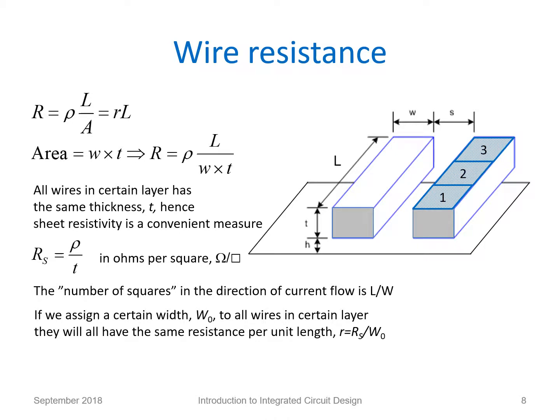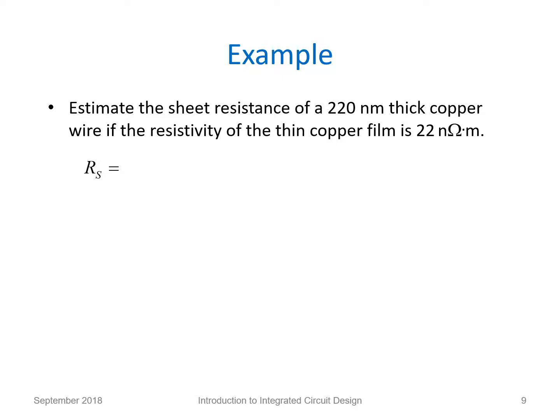If we assign a certain width, W0, to all wires in a certain layer, they will all have the same resistance per unit length, R equal to Rs divided by W0. So here is an example where we are asked to estimate the sheet resistance of a 220 nanometer thick copper wire with a resistivity equal to 22 nano-ohm meters. The sheet resistivity is given by resistivity ρ divided by thickness T, which is 0.1 ohms per square.